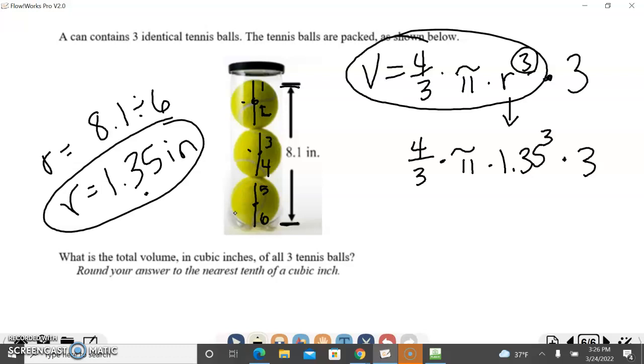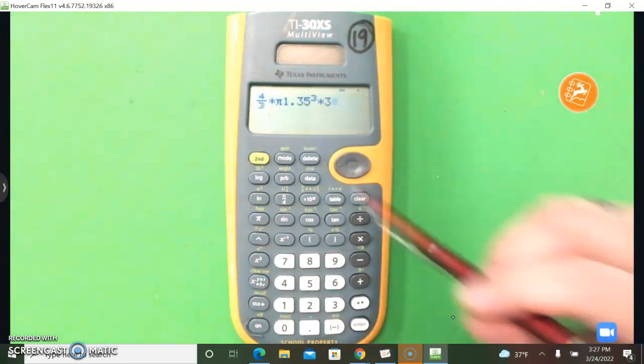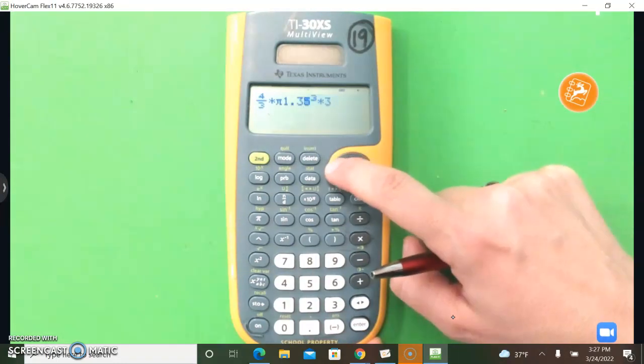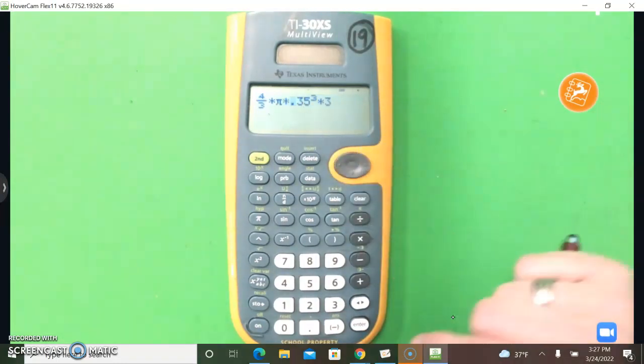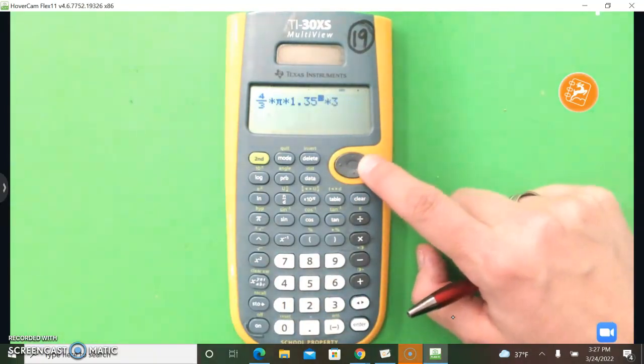So we type that in. We have 4/3 times pi times 1.35 to the third power times the 3 tennis balls. So 4/3 times pi, oops, it looks like I forgot to put that multiplication sign in there, times 1.35 to the third power times the 3 tennis balls.